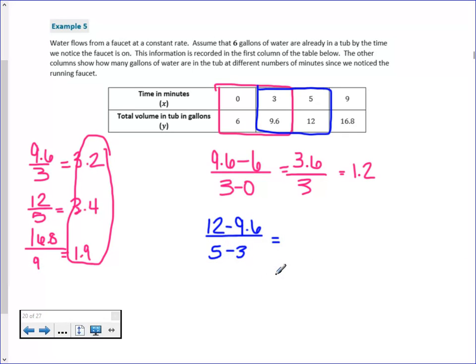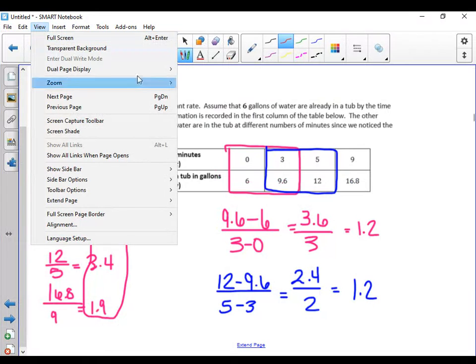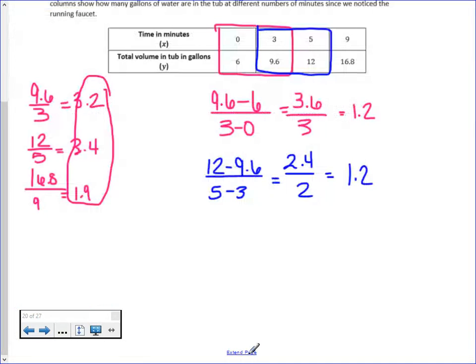Someone tell me what 12 minus 9.6 is. 2.4. What is 5 minus 3? Now we need to take 2.4 divided by 2. Yep. We're going to do one more, and I'm changing the color again so you can see we're focusing on the last two, this one in red right here. And remember, we're doing bigger minus smaller. So 16.8 minus 12, and then 9 minus 5.